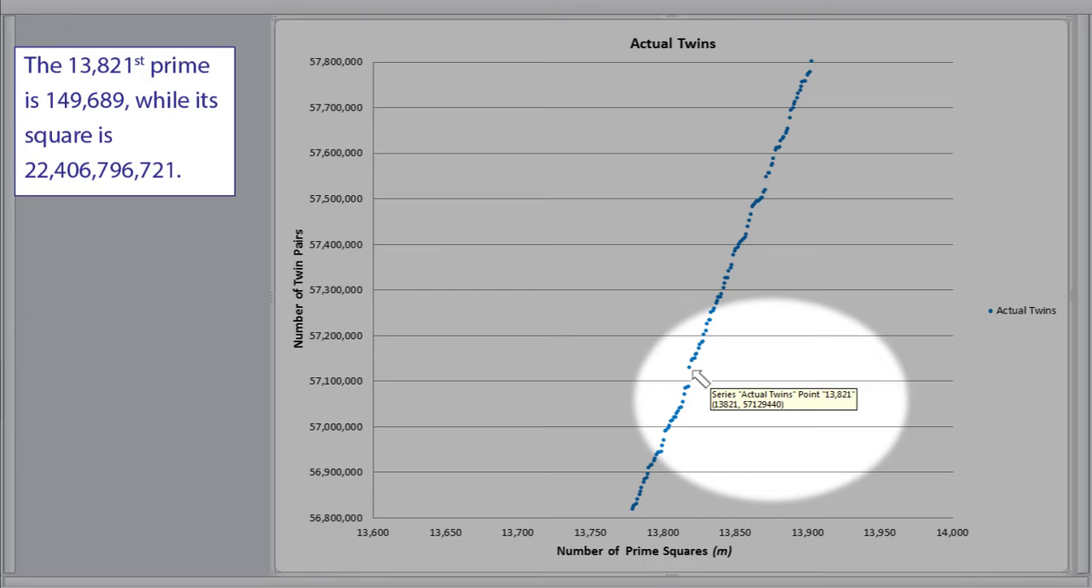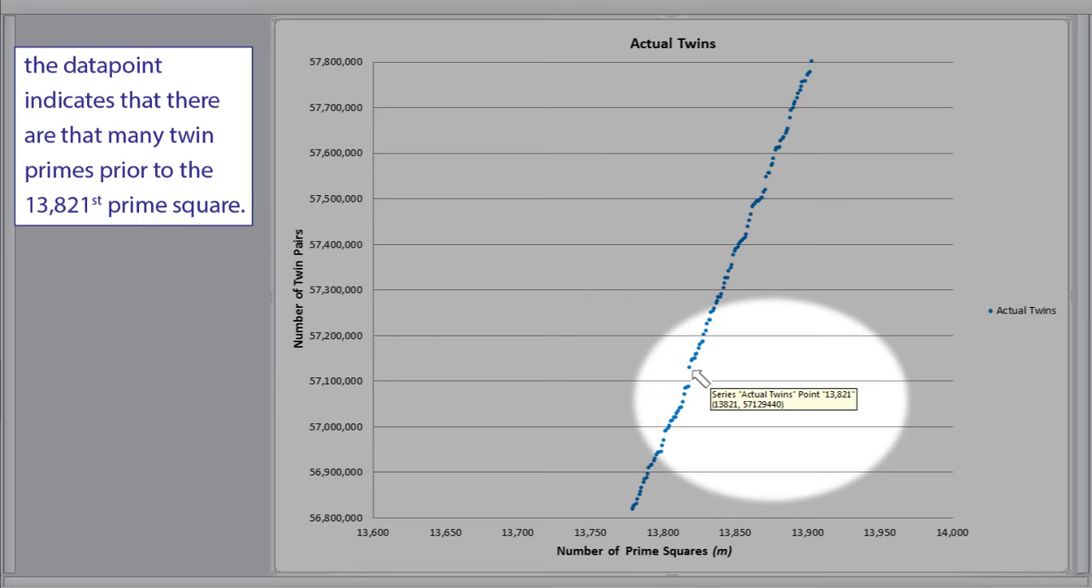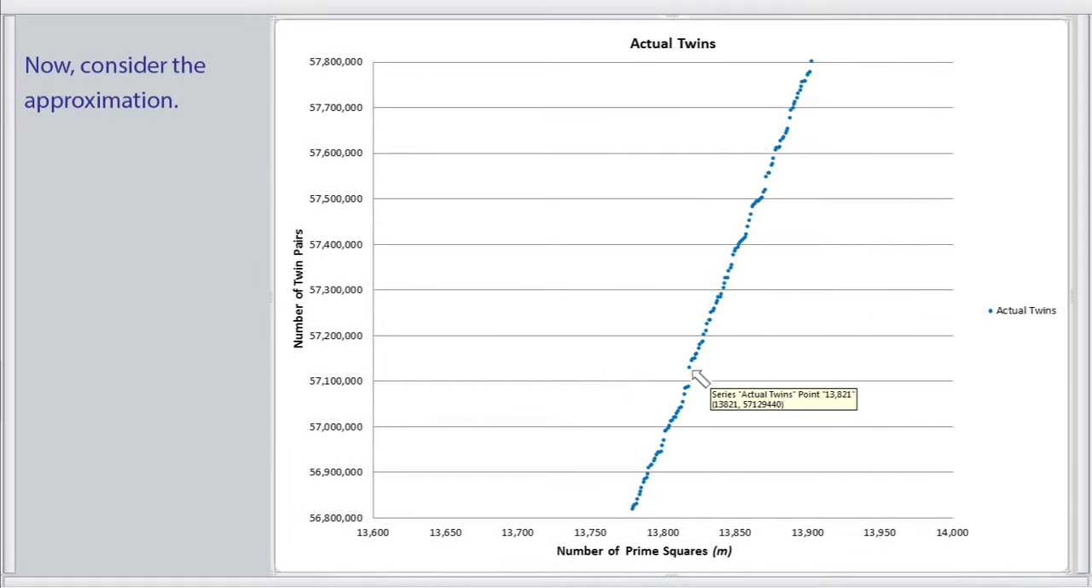149,689, while its square is 22,406,796,721. Since there are 57,129,440 twin pairs prior to that number, the data point indicates that there are that many twin primes prior to the 13,821st prime square. Now consider the approximation.